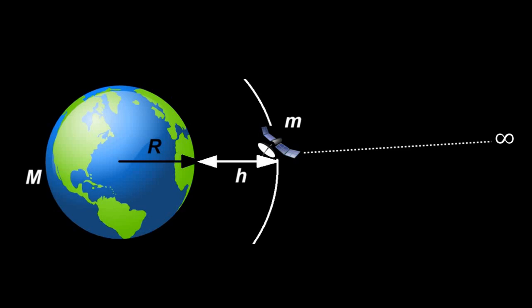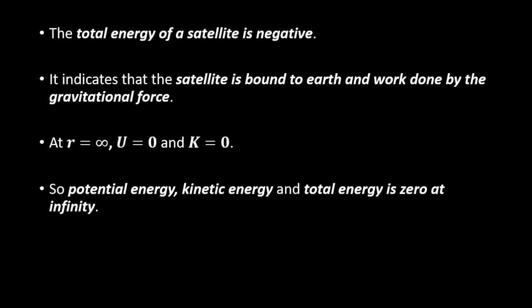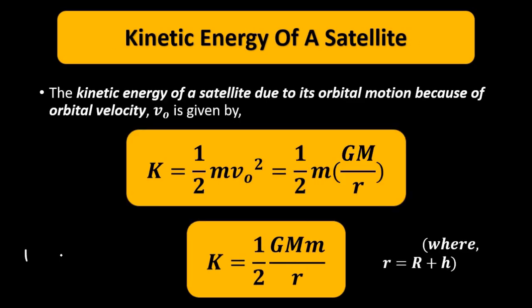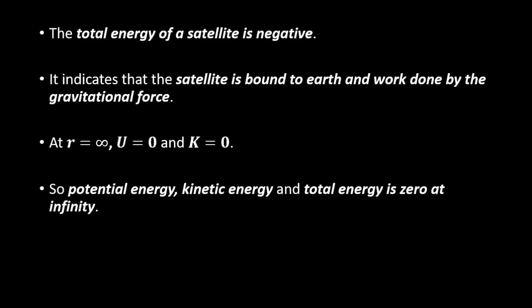In that case, the gravitational potential energy of the satellite will be equal to minus GMm by infinity, which will be equal to 0. So the potential energy at infinity is 0, and the kinetic energy at infinity, that is r equal to infinity, will also be equal to 1/2 GMm by infinity, which will be equal to 0. So both potential energy and kinetic energy are 0 when the separation distance is infinity. So the total energy is also 0.